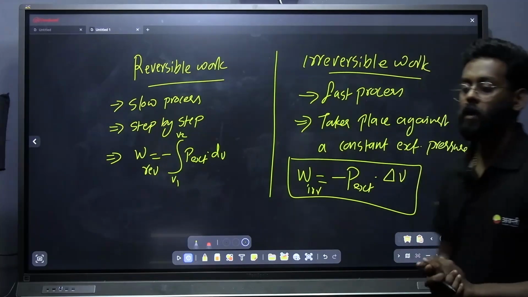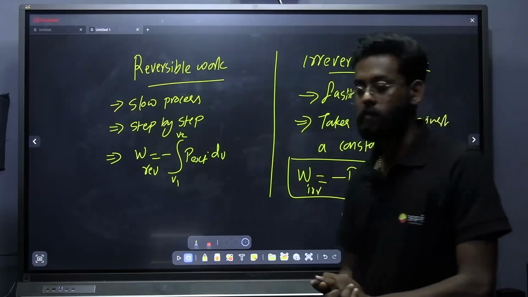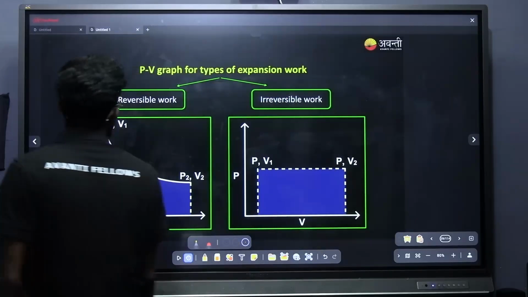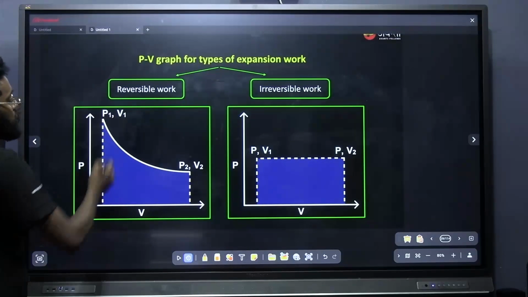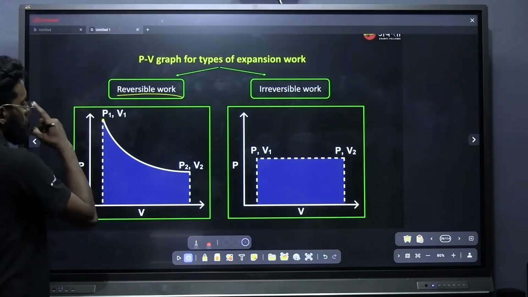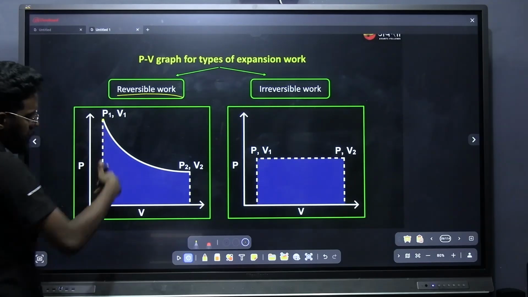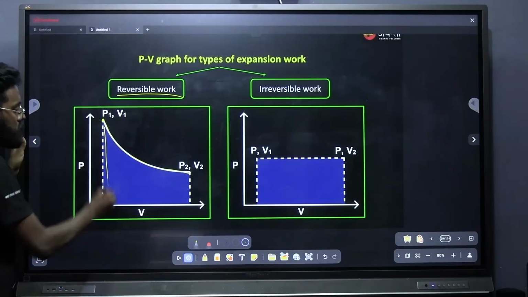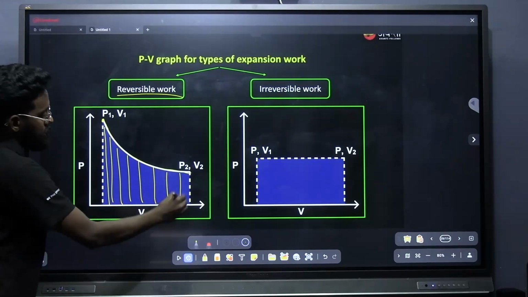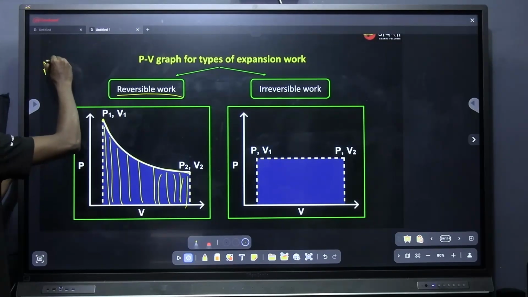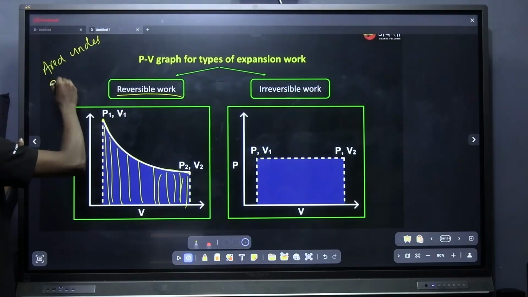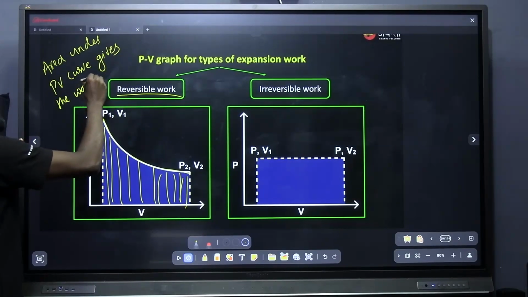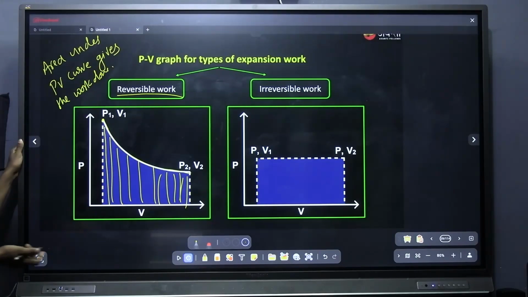Okay. Now we can understand the graphical representation of reversible and irreversible process, and we can understand which one is doing more work. This is the graphical representation of expansion work. For reversible work you can see the work is starting from P1 V1, and it is taking place slowly. That's why it is following a curve like this. The area under the PV curve will give the work done. Got it?